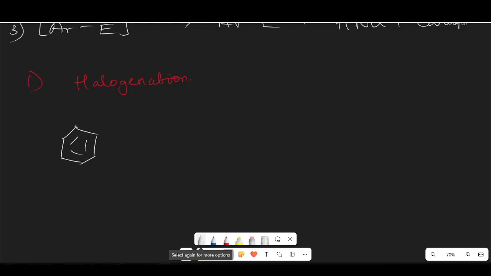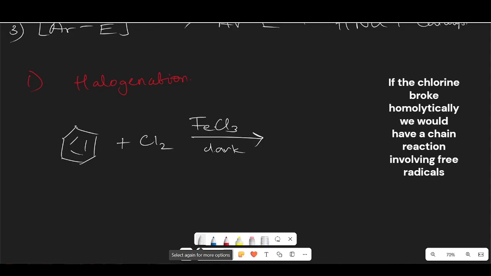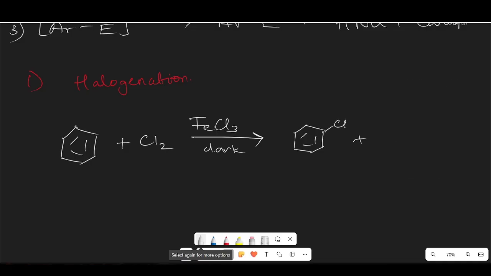I'm going to show all the bonds. You have Cl2. I'm going to take chlorine just for the sake of it. And chlorine exists as a diatomic molecule in nature, so I'm going to write Cl2. And this happens in the presence of a Lewis acid, FeCl3. And it happens in the dark because we don't want the chlorine breaking homolytically. So this will form our chlorobenzene and our HCl.